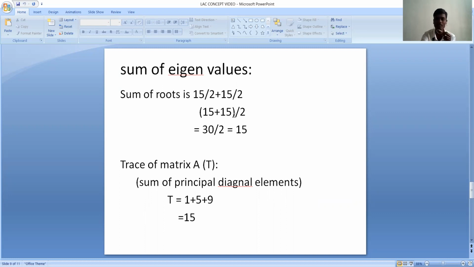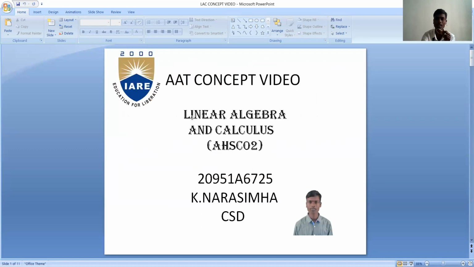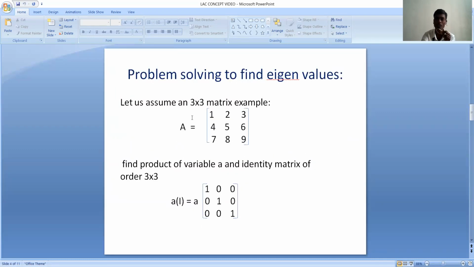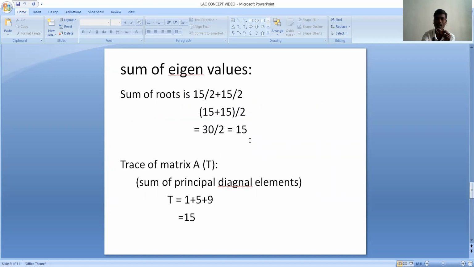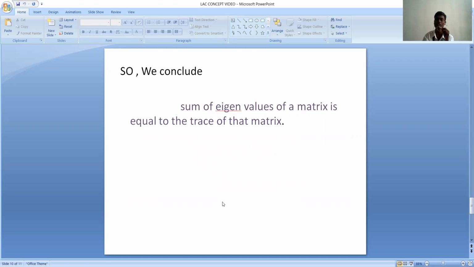Having done this, we have to find the trace of the matrix. Trace of a matrix means the sum of the principal diagonal elements. We take an example: 1, 2, 3, 4, 5, 6 and 7, 8, 9. Principal diagonal elements are 1, 5 and 9. So by doing the sum of this, 1 plus 5 plus 9 is equal to 15. So we notice that the sum of the eigenvalues and the trace of the matrix are the same. So finally I conclude, the sum of the eigenvalues of a taken matrix is equal to the trace of that matrix.